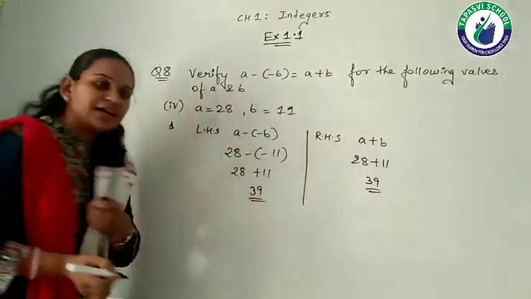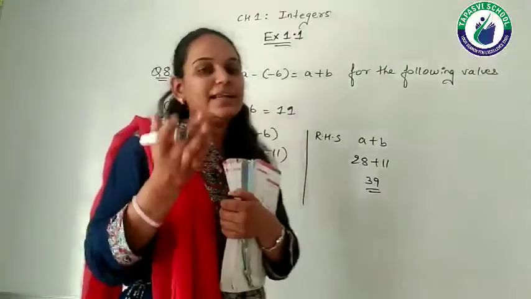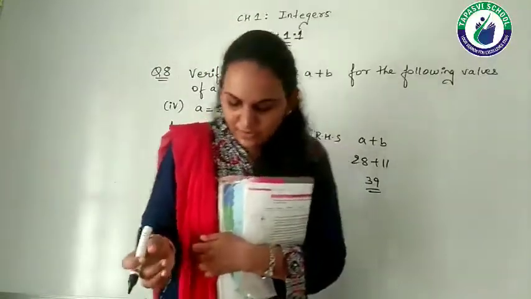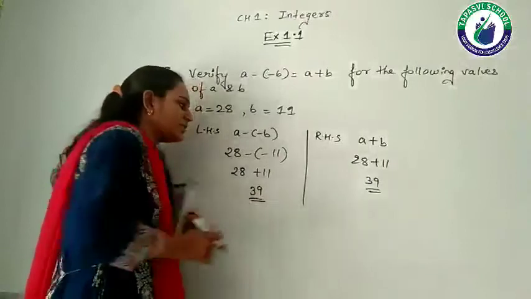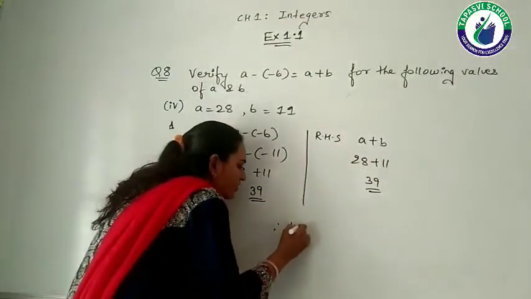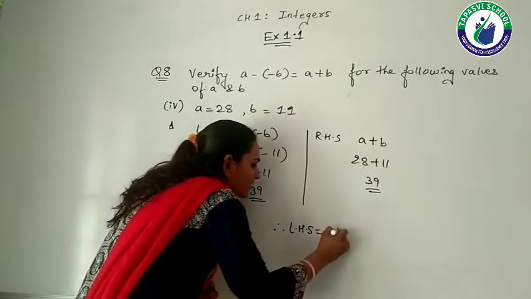So am I getting the same answer on both the sides? Yes, I am getting the same answer on both the sides. So I will write that my LHS is equal to RHS. Therefore, LHS is equal to RHS.